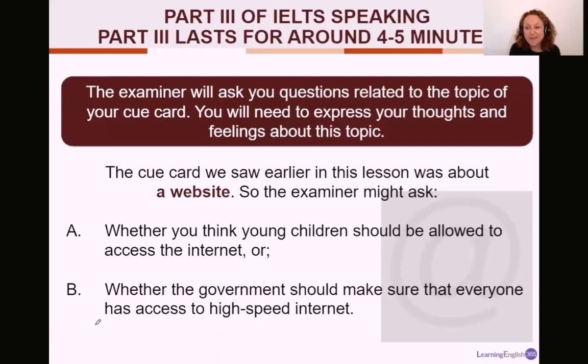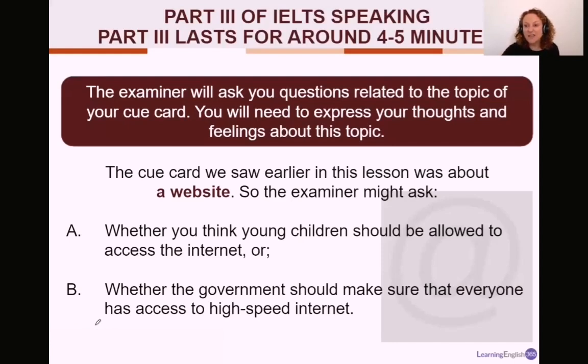So if you're asked a question that you think, I don't really have a strong opinion on, one way or the other, for example, whether young children should be allowed to access the internet, you don't really have a strong opinion one way or the other, it's okay to say that. And then explain why you don't have a strong opinion. It's okay to be honest.